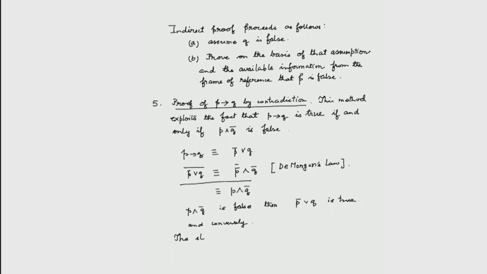The proof by contradiction is a very powerful tool, and to implement such a proof, we have to go stepwise. Now, I write the steps of the proof by contradiction. A. Assume that P and negation of Q is false.